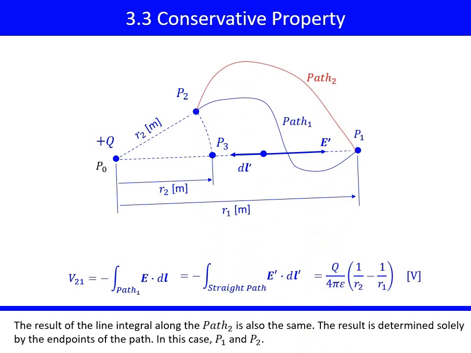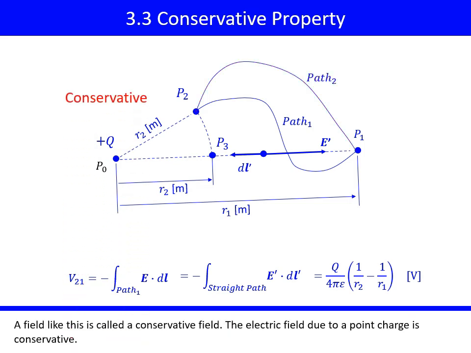The result of the line integral along path 2 is also the same. The result is determined solely by the endpoints of the path, in this case, P1 and P2. A field like this is called a conservative field. The electric field due to a point charge is conservative.